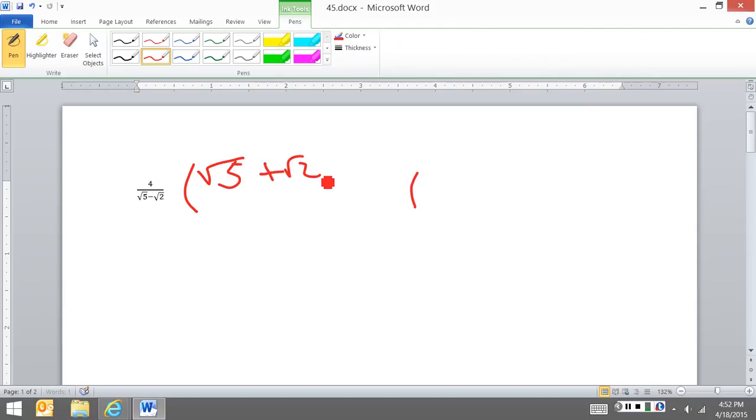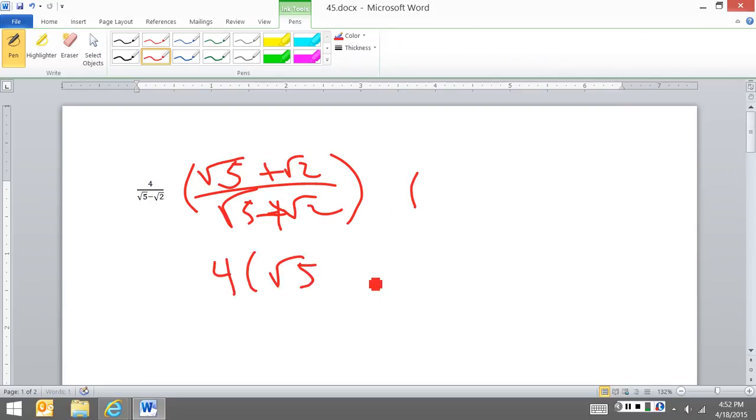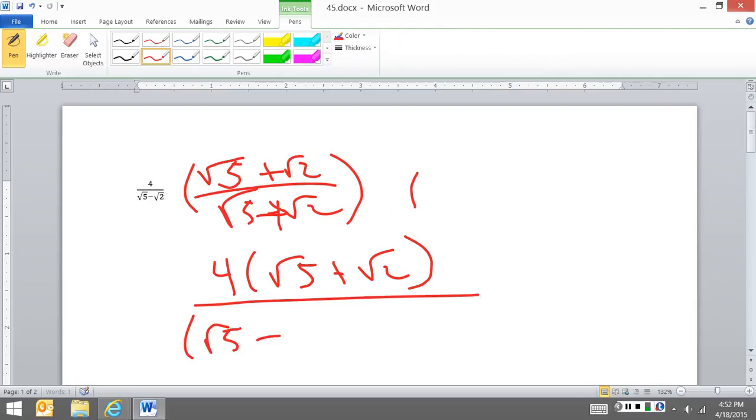And we always do both tops. Remember, this is an expression. This is just like when we're trying to get common denominators with any fraction. Whatever you do to the top, you have to do to the bottom. So that means what we have here is 4 times the square root of 5 plus the square root of 2, over the square root of 5 minus the square root of 2 times the square root of 5 plus the square root of 2. So we're going to fill out the bottom.